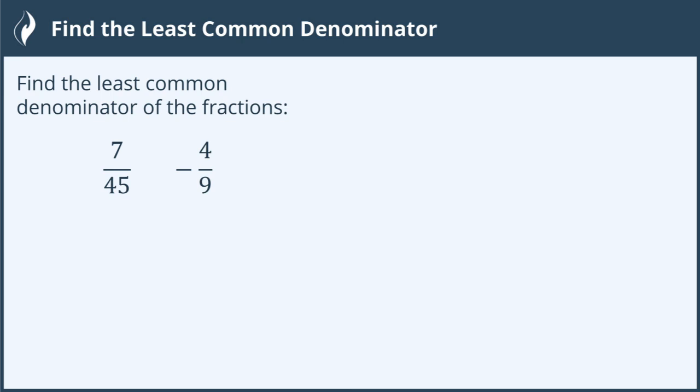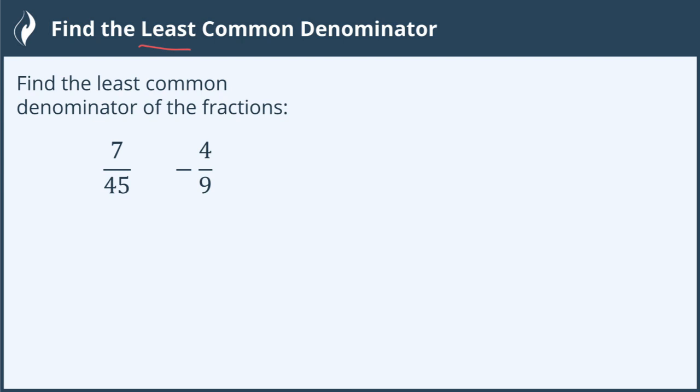However, if we find a common multiple that's not the smallest, we will end up with more simplifying at the end of our calculations. So we are still going to go through some effort to make sure that we find the least common denominator and not just a common denominator.